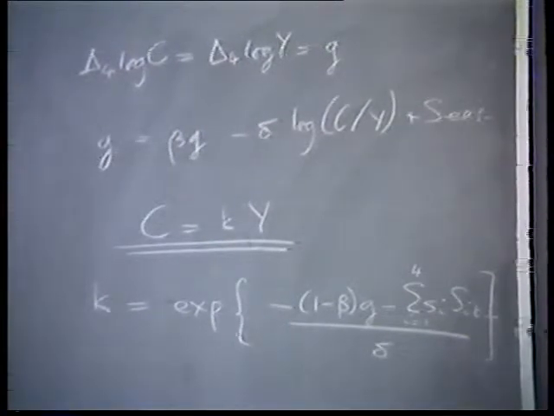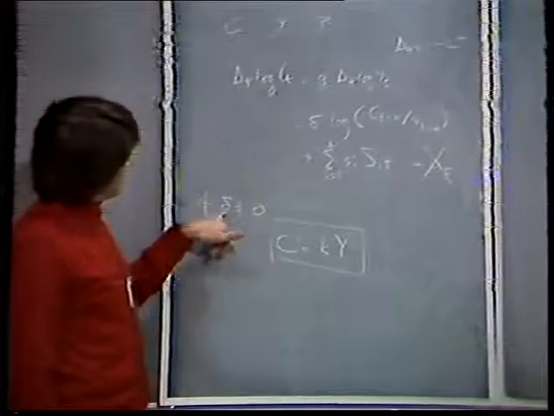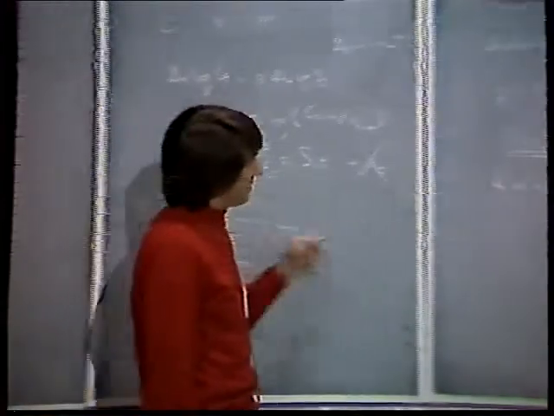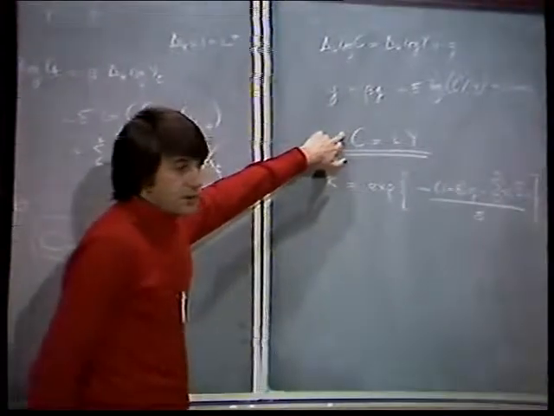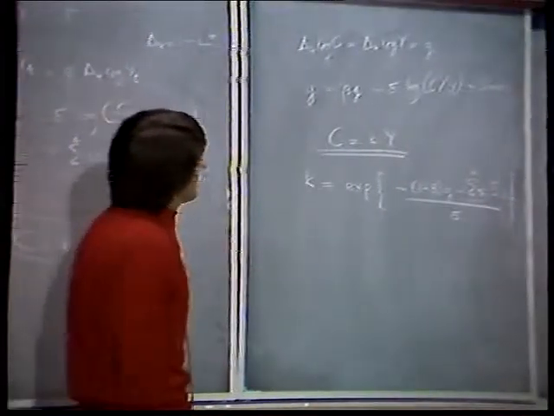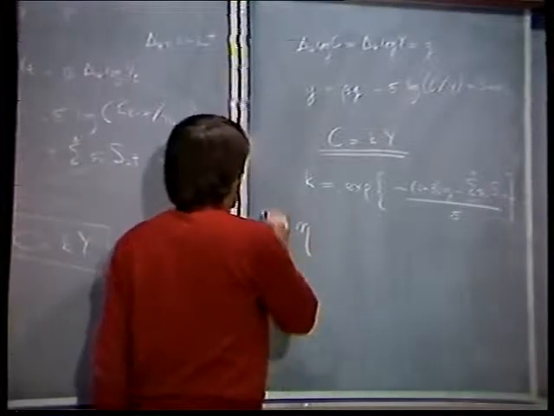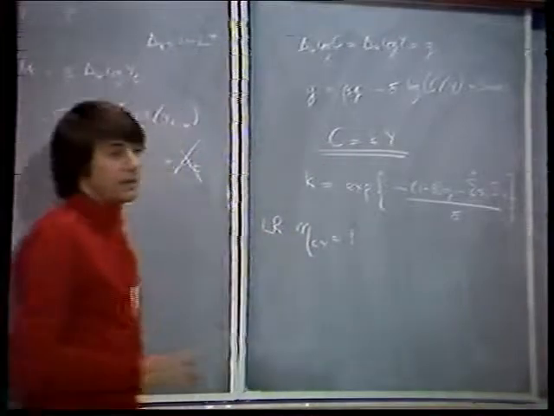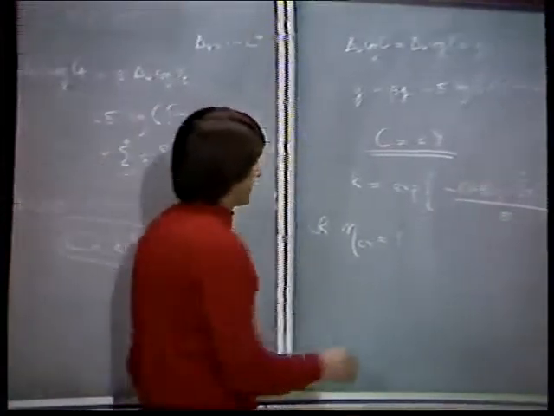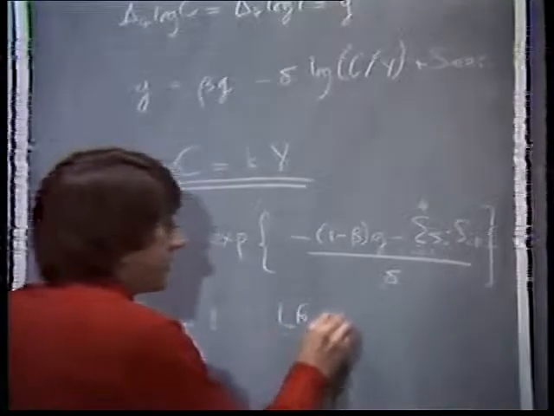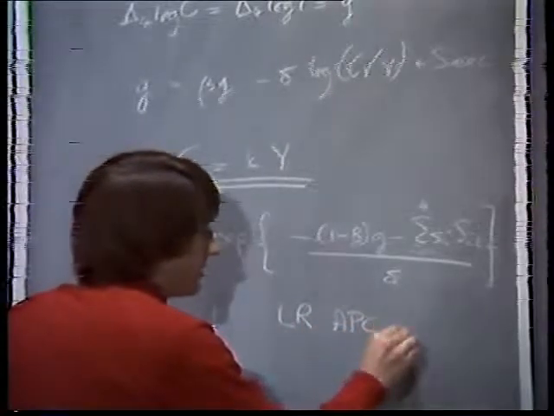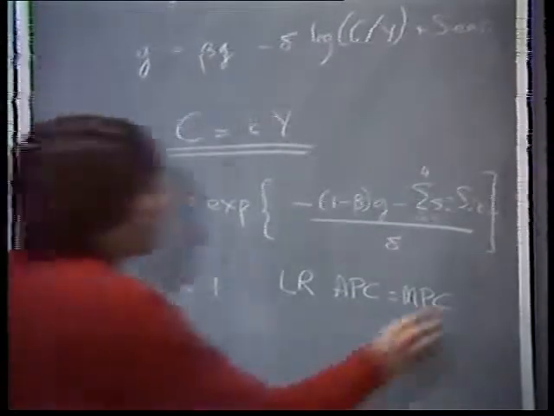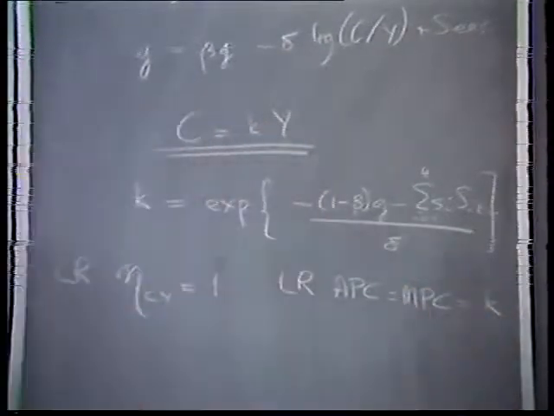And so a model of this type, which has this delta not equal to 0, in the long run has a solution of this form. And what are its characteristics? Well, the long run elasticity of consumption with respect to income is unity. The long run average propensity to consume is equal to the long run marginal propensity to consume, both of which are equal to K.